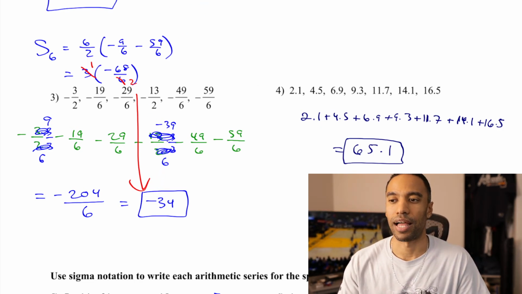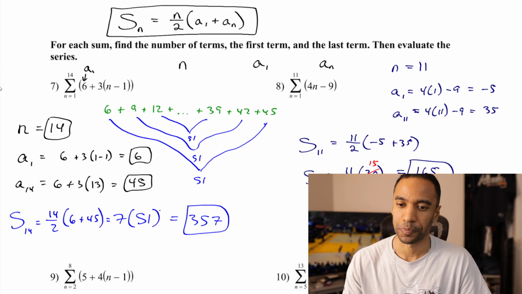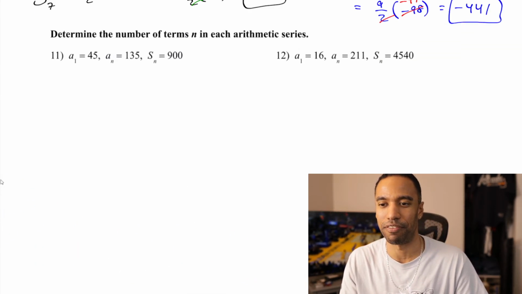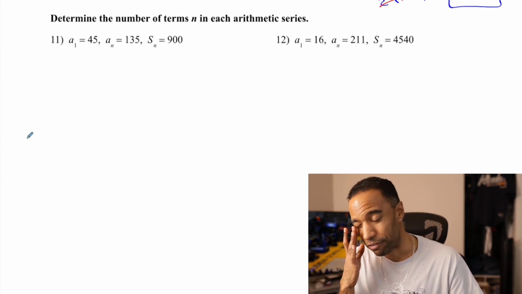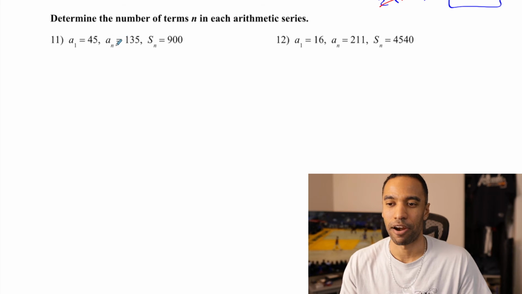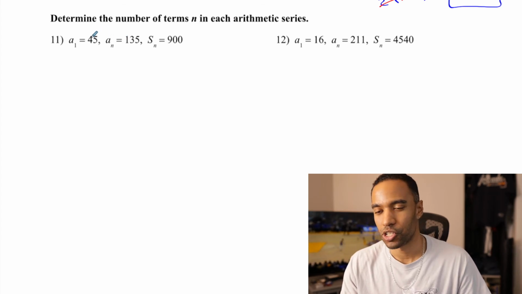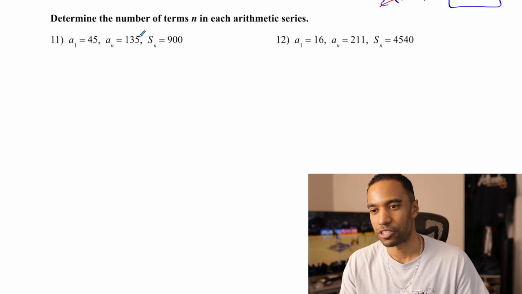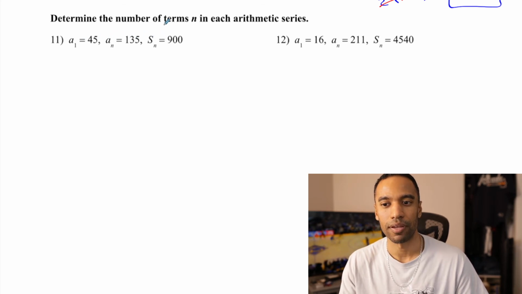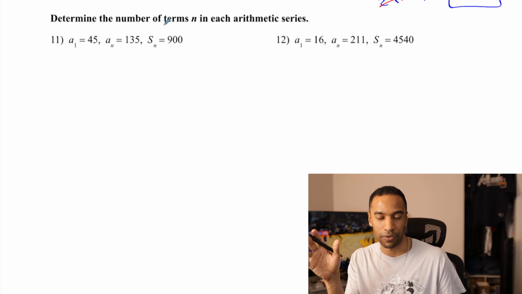Okay, let's do the last 2 problems here. And I was really nice about these last 2 problems. There are ways that I could have made this very, very hard. Giving you enough information, we can find this pretty fast. Determine the number of terms n in each arithmetic series. Your first term is 45. Your last term is 135. And when you add up the things in the series, you get 900.